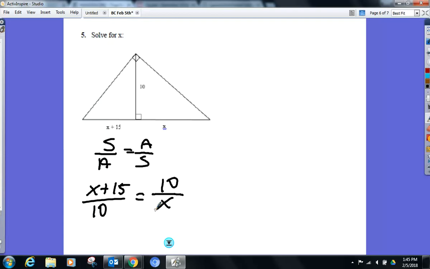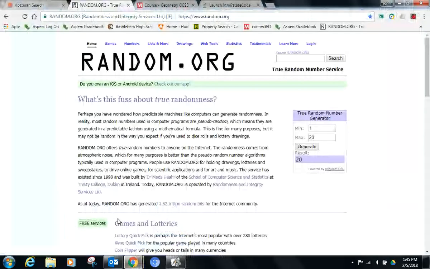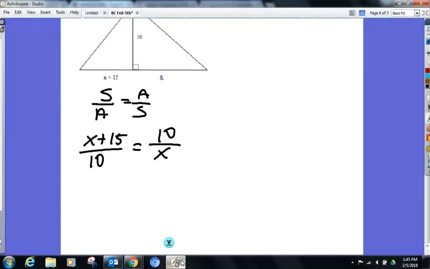Here comes the tough part. Cross multiply. What do you end up with? X squared plus 15x equals 100. How many of these did we do recently? Too many? What's going to end up happening here? Quadratic formula or factoring, but I can't do either one until one side is set equal to 0. So let's move the hundo over.